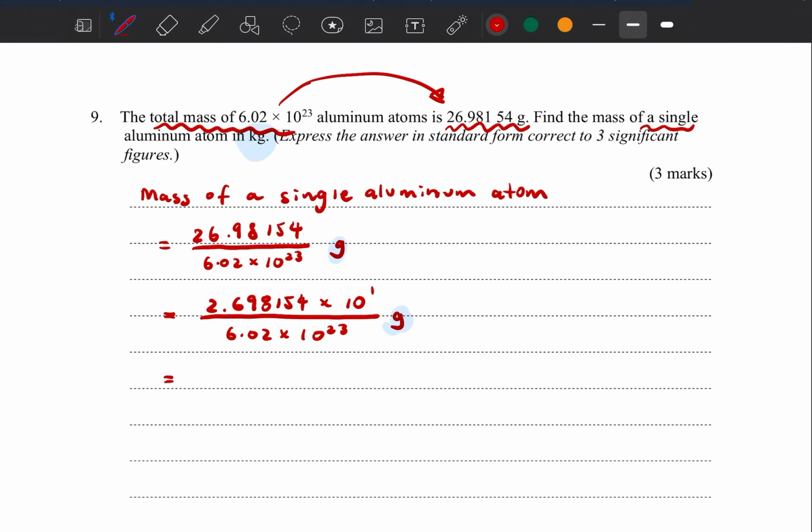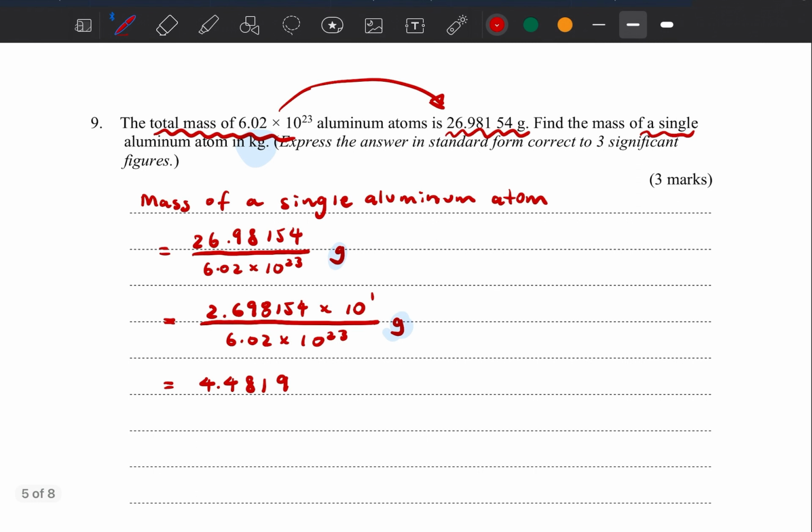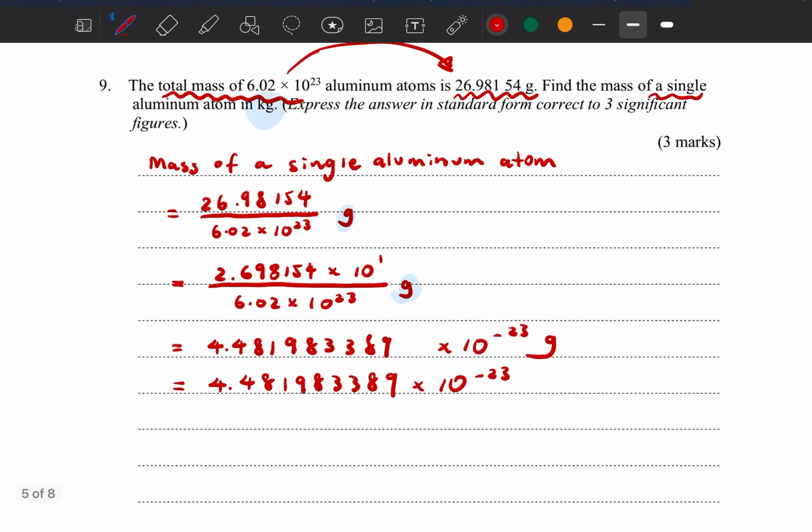So all you have to do is put it into your calculator. The numbers look ugly, but put it into the calculator. It doesn't really matter, as long as I see you know how to change your numbers, then it's fine. Okay, so you got this, and then after that you want to change it to kg.